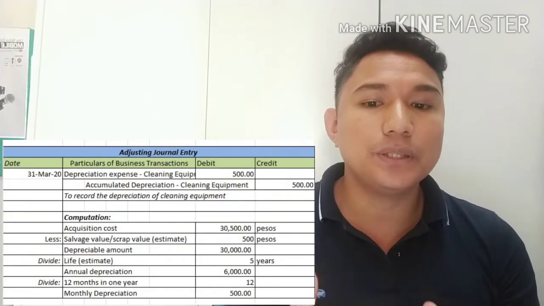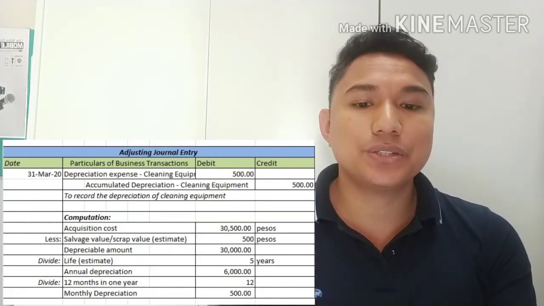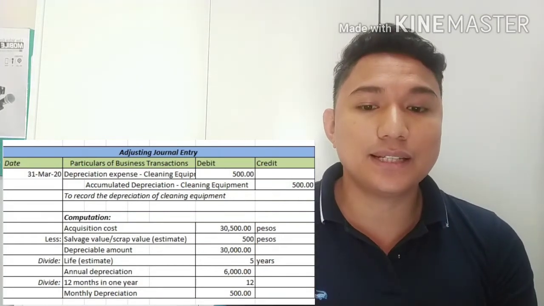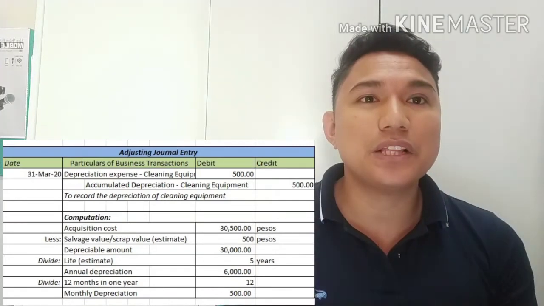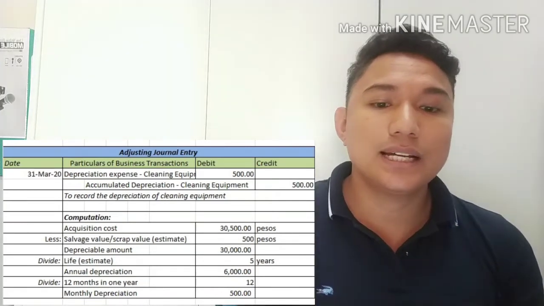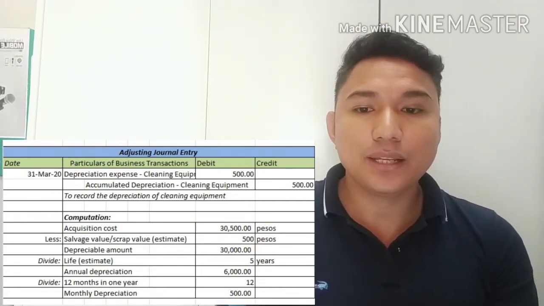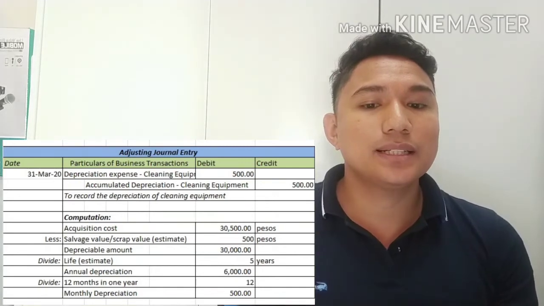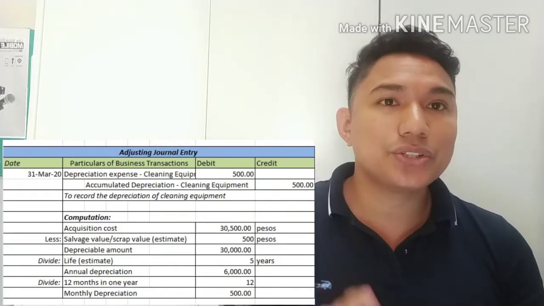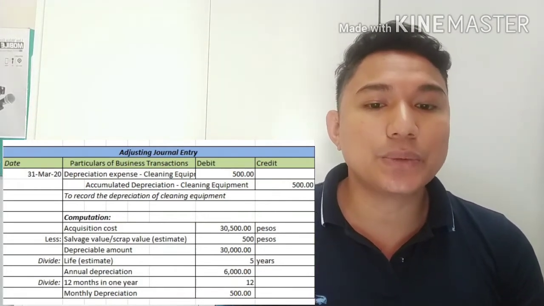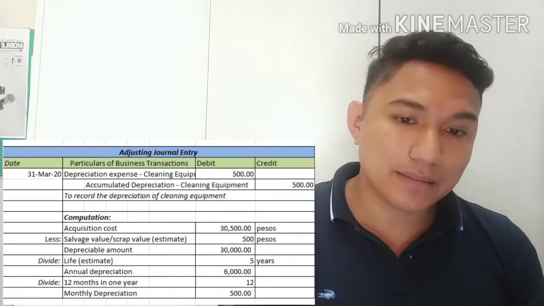Next, we are going to compute the depreciation of cleaning equipment. We have an acquisition cost for cleaning equipment of 30,500 and a salvage value, or scrap value, of 500, as I estimated. So the depreciable amount of this cleaning equipment is 30,500 less 500, which is 30,000. I also estimated that I'm going to use this cleaning equipment for 5 years. So we are going to use the straight line method.